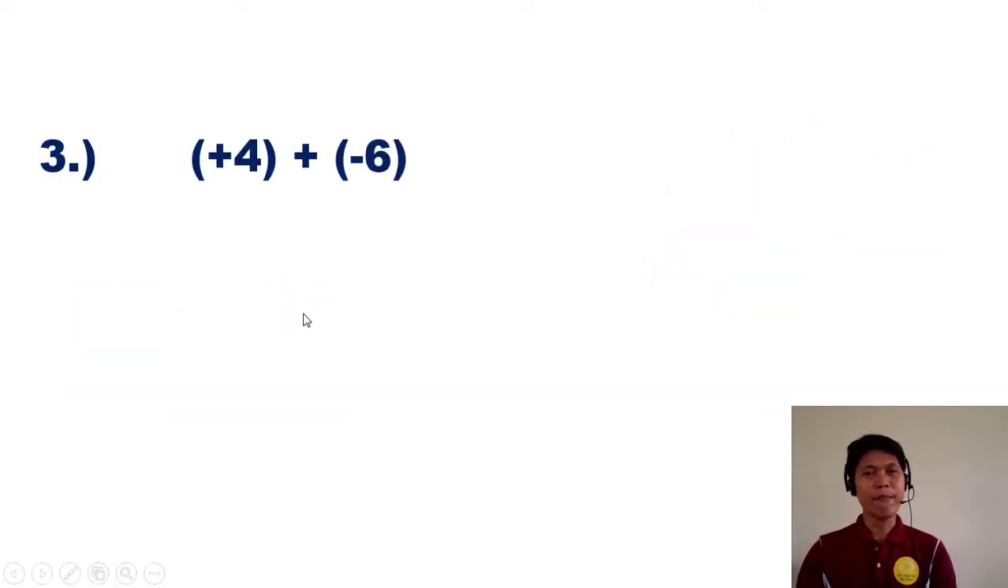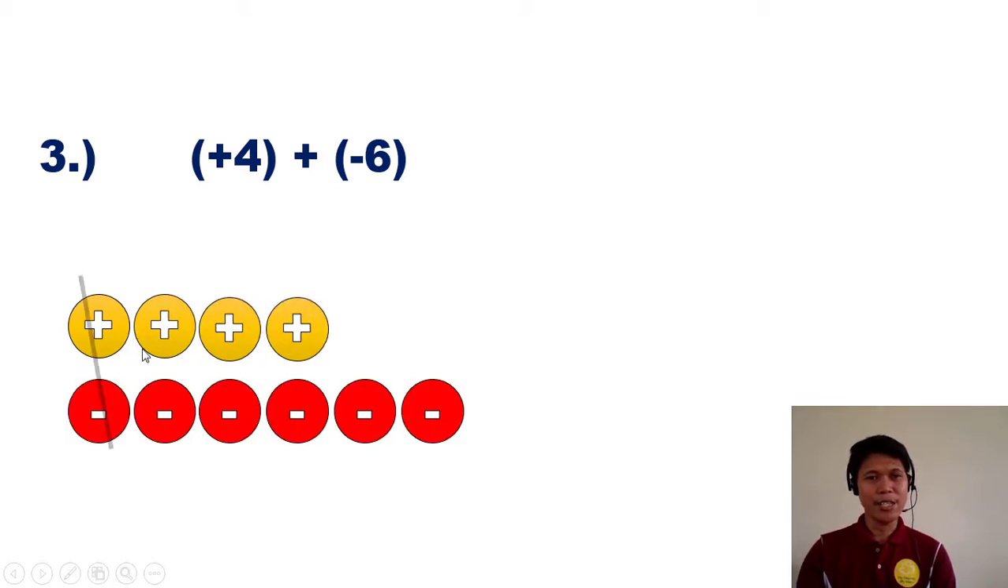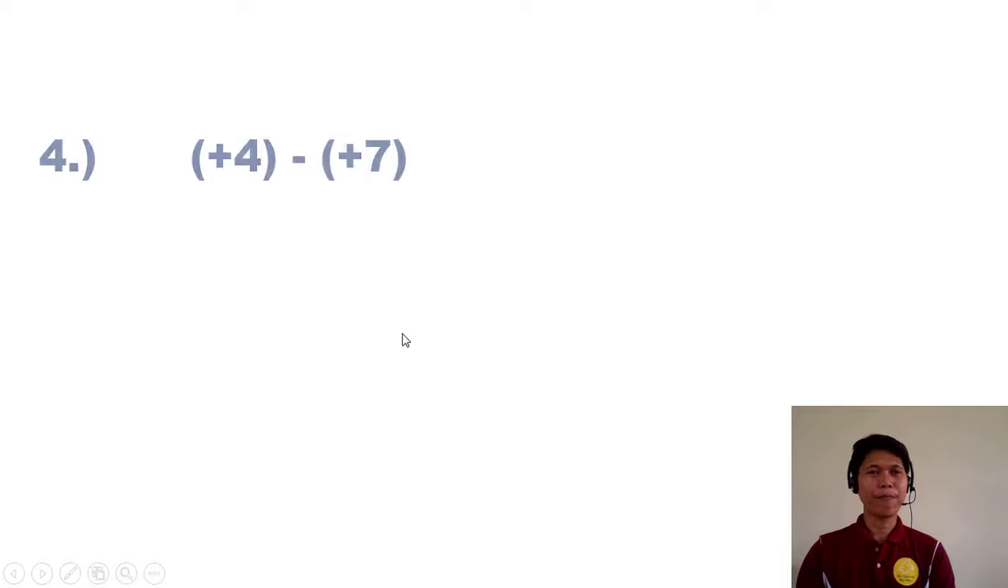Number 3. Positive 4 plus negative 6. Okay, so positive 4, 1, 2, 3, 4, and then negative 1, 2, 3, 4, 5, 6, and then 0 pairs. So we have remaining negative 2.